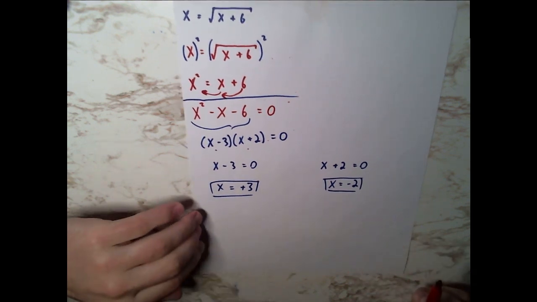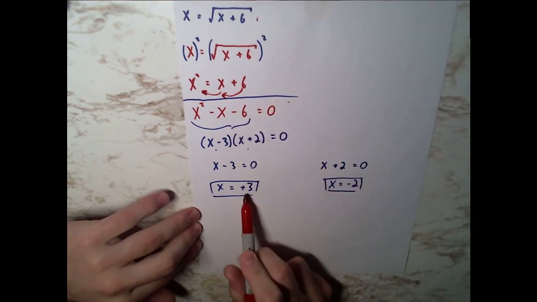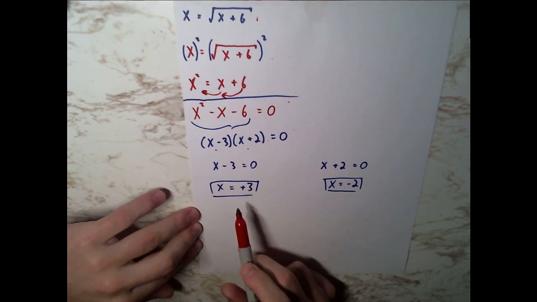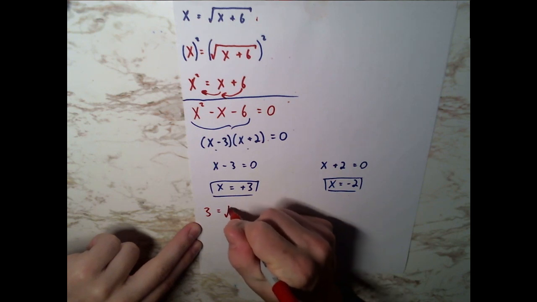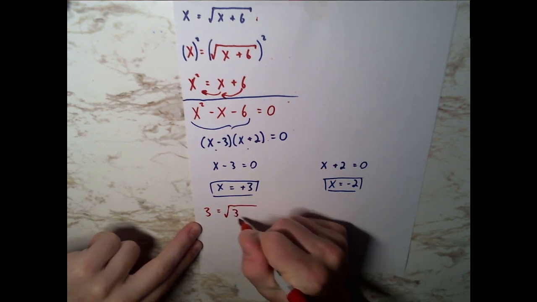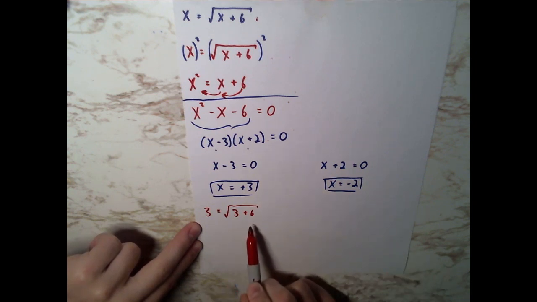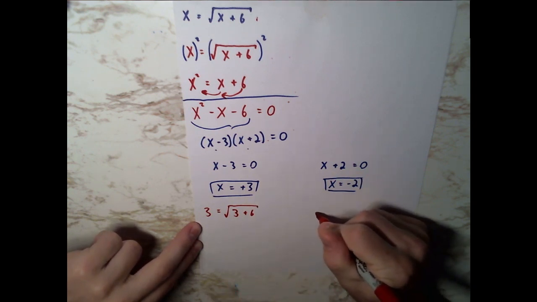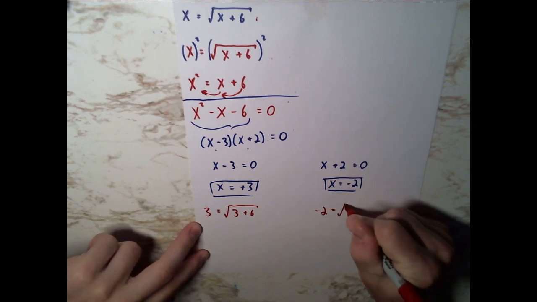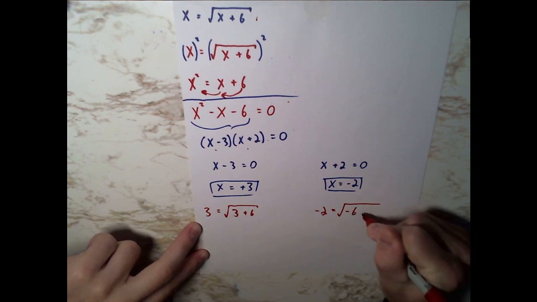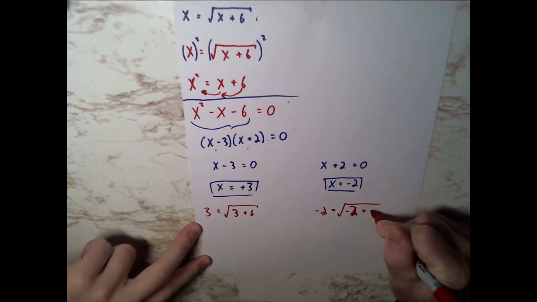Now we just have to make sure that we plug both of these in. So I'm going to take this equation up here and plug in +3 for all my x's. So we get 3 equals the square root of 3 plus 6. So that's our first check. And then our second one is plugging in a -2. So I get -2 equals the square root of -2. Sorry, that's a -2 plus 6.